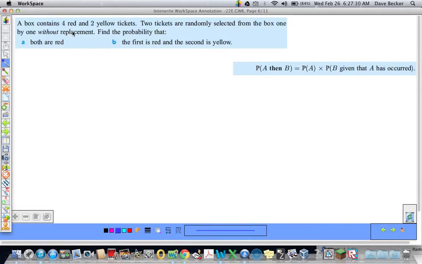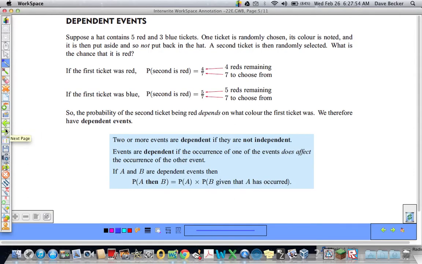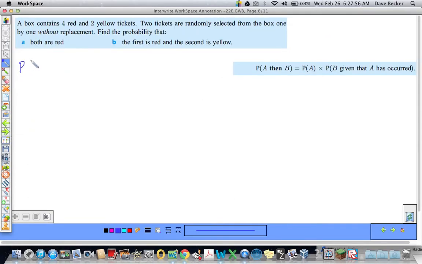A box contains 4 red and 2 yellow tickets. 2 tickets are randomly selected from the box one by one without replacement, meaning I draw the ticket and I do not put the ticket back. Find the probability that both are red. So we're going to find the probability of red, then red. That equals 4 red out of 6, so that is equal to 4 out of 6.